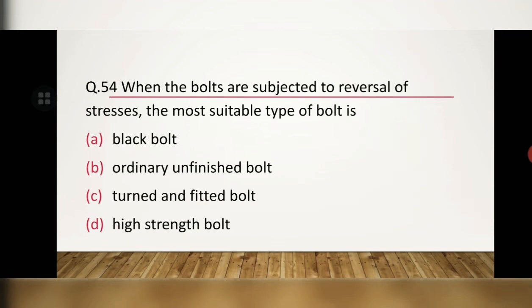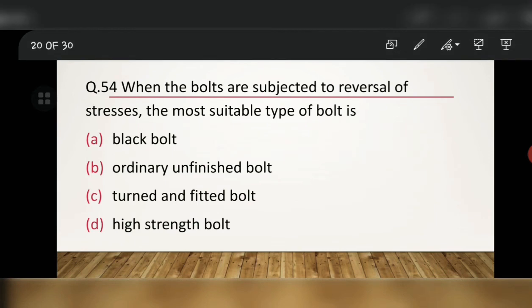When the bolts are subjected to reversal of stress, the most suitable type of bolt is? Friends, given that bolt subjected to reversal of stress means stress are up and down. Option 1 black bolt, ordinary unfinished bolt. Option 3 turned and fitted bolt. Option 4 high strength bolt. This is your answer, high strength bolt.